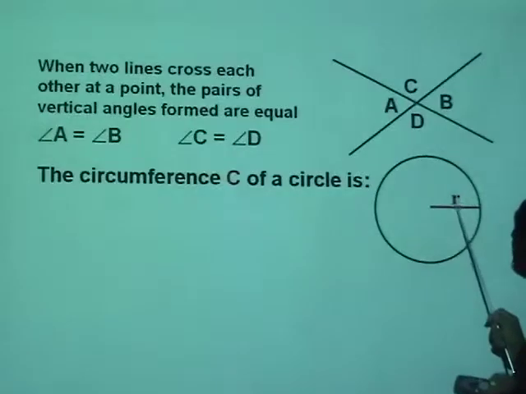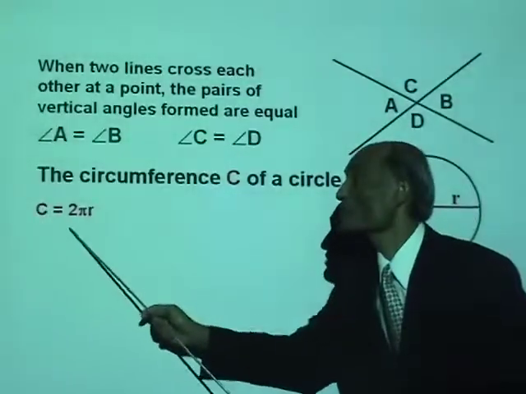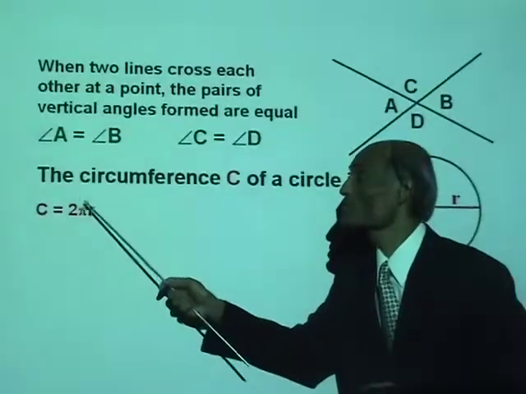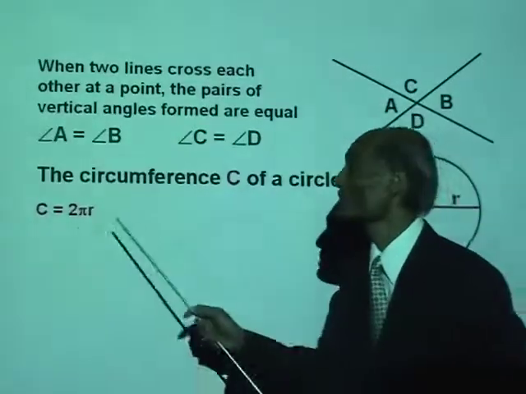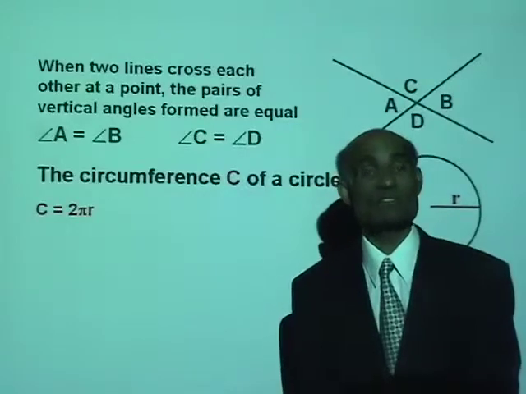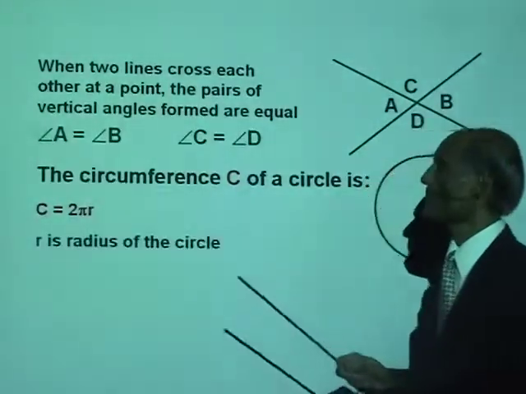If r is the radius of the circle, then the circumference is given by the formula C equal to 2 pi times the radius. C, the circumference, equal to 2 pi times the radius. Remember that formula. It's a very useful formula.